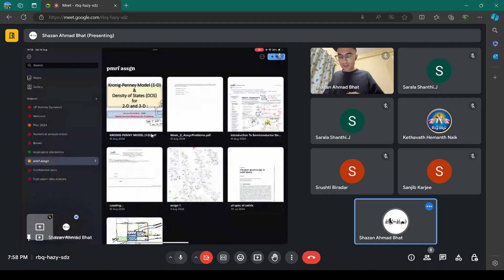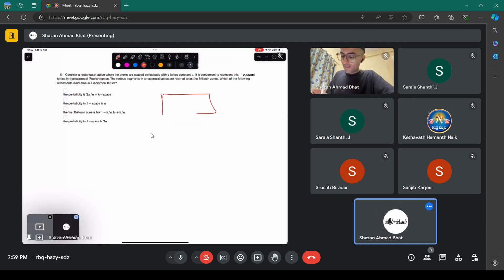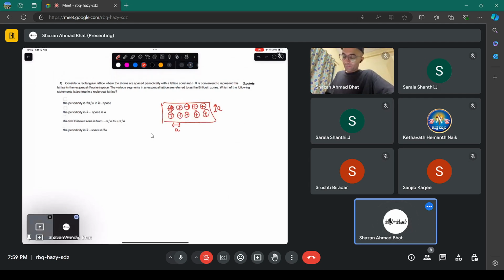Let's see what are the problems which we need to solve. These are again some basic problems, because if you have understood the concept I showed you, now look at this first question. It's saying that if you have a rectangular lattice where there are atoms like this, and the distance between the two atoms is a, which is the lattice constant, and you have to represent it in K space or the reciprocal space.